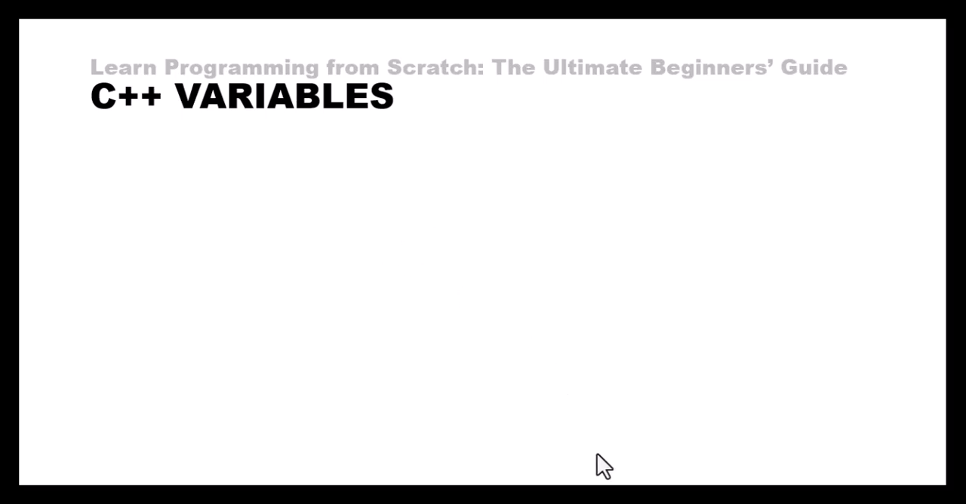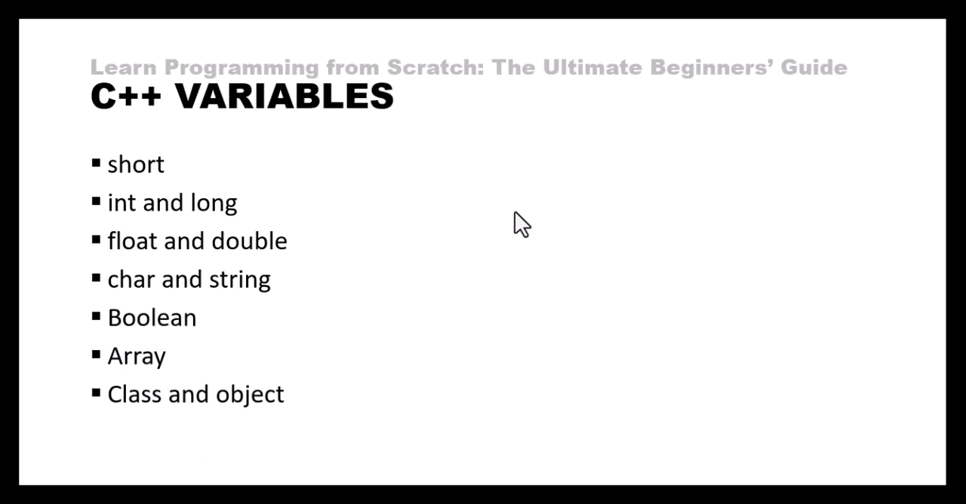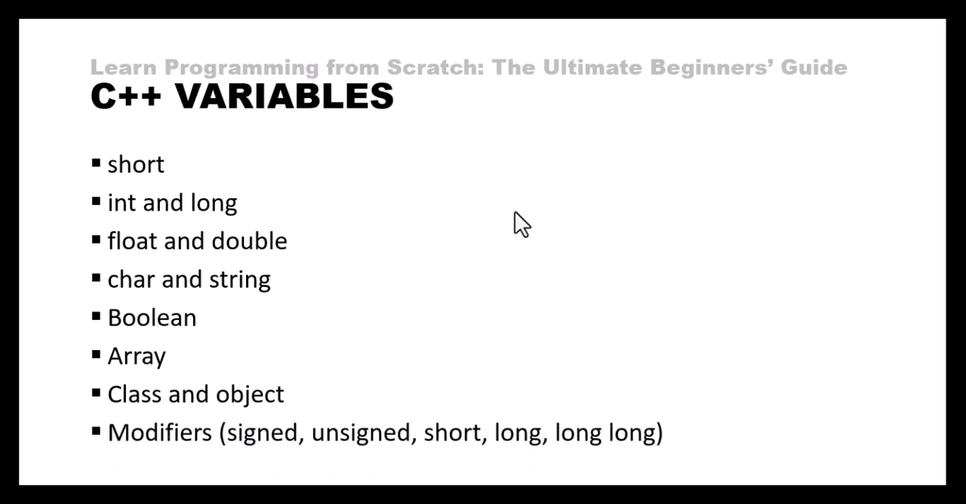In this video, we're going to do practicals for C++ variables. So in C++, we're going to look at a short, an int and long, a float and a double, a character and a string, the booleans, an array, a class and object, and we're also going to look at modifiers for integers.